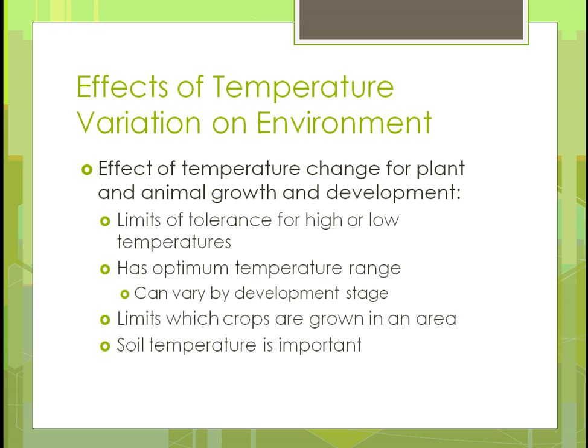Temperature affects both plant and animal growth and development. There are limits of tolerance for high and low temperatures. In other words, plants will only grow and animals will only live within certain temperature ranges, and so they have their optimum range. It can also vary based on the development stage of the plant, and in animals too.